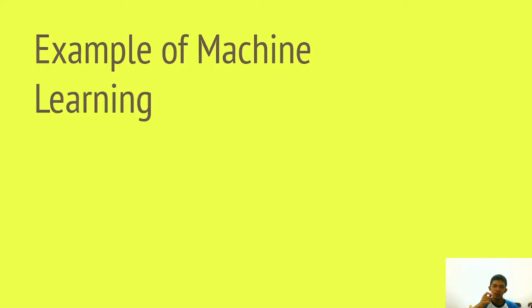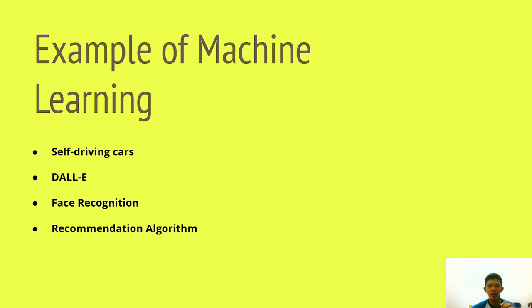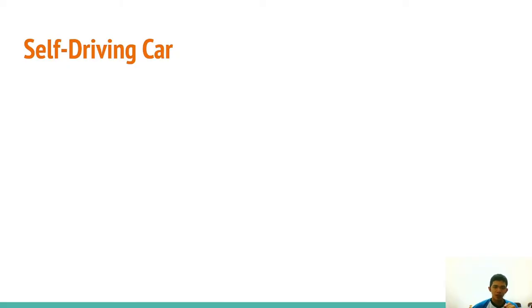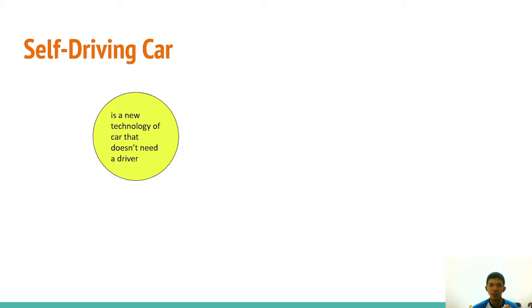Well, so that was the definition of machine learning, and now I would like to give some examples about what kind of machine learning exists in this world. My examples won't be many. First we've got self-driving cars, DALL-E, face recognition, and recommendation algorithm. And we'll discuss them.